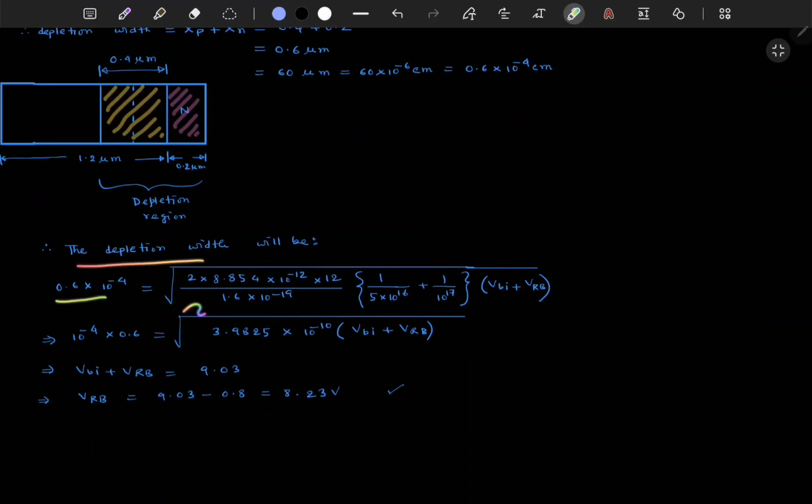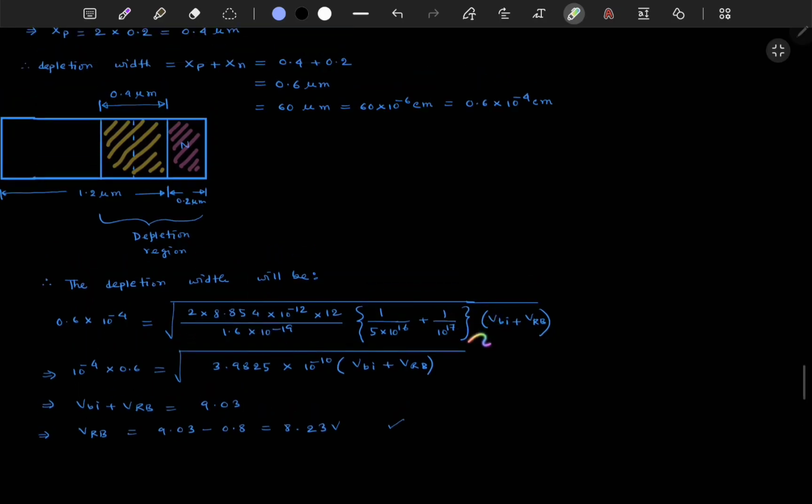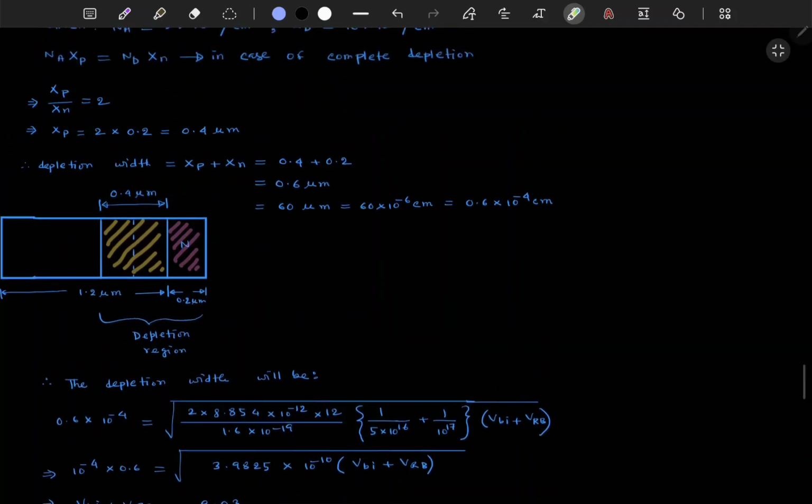Now the depletion width is this, and in the formula we just need to put all the things, and Vbi plus Vrb. Here you will get the Vrb value, Vbi is also given. So this is the answer.